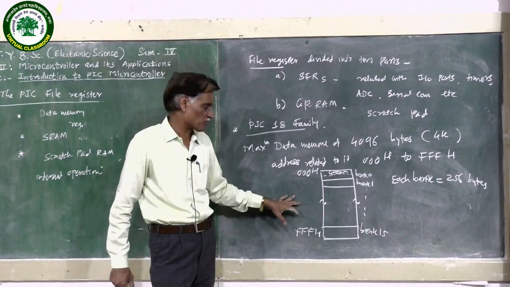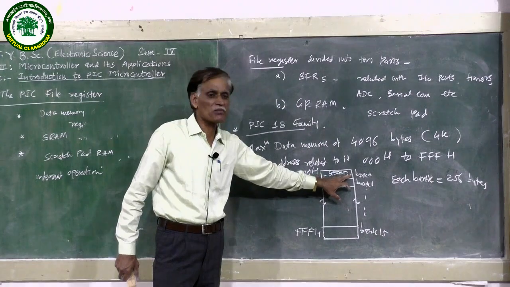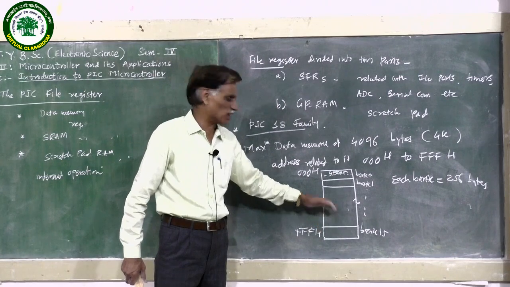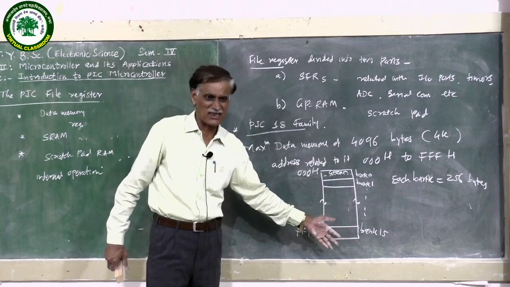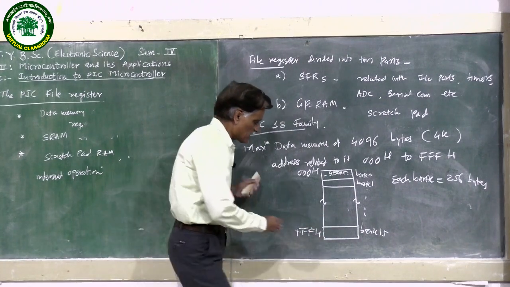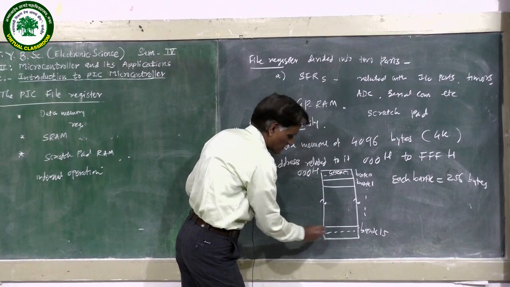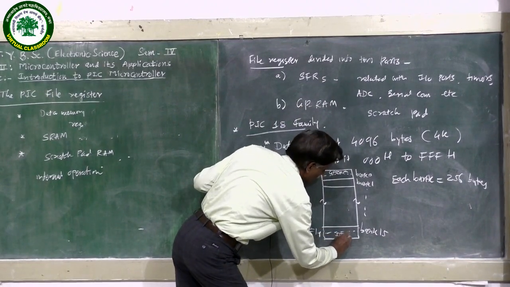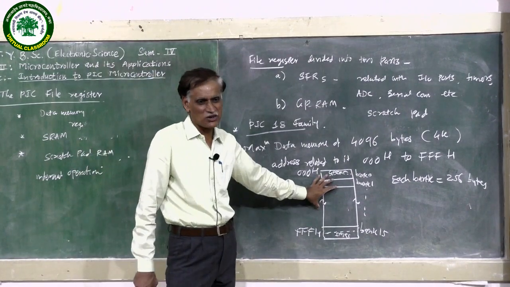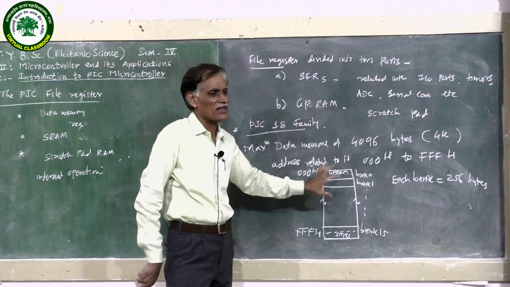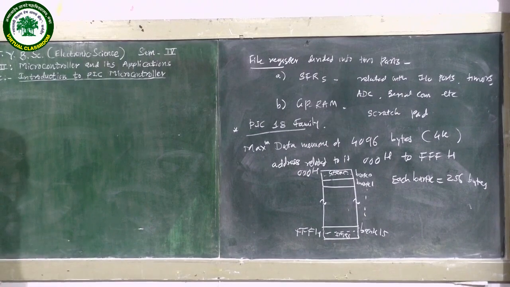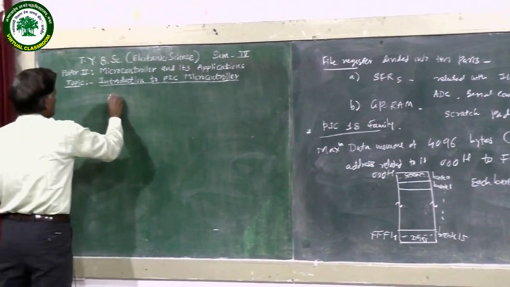Each bank is 256 bytes. Depending upon the PIC family member, the number of banks goes on increasing. They may be smaller, or maximally they may be 16. In the last bank, the half part is related with SFRs. This is very important for understanding, because with the help of that, we have to explain the concept of what you mean by access bank.